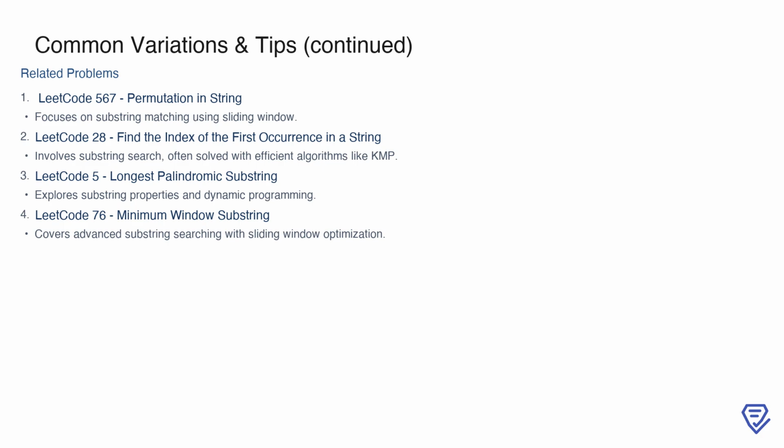LeetCode 5, Longest Palindromic Substring, is another relevant problem that explores substring properties and uses dynamic programming techniques to find the solution. Lastly, LeetCode 76, Minimum Window Substring, introduces more advanced substring searching methods, leveraging sliding window optimizations. By studying these problems, you'll notice recurring techniques and strategies that can be applied across a wide range of string-related challenges, helping you build a stronger foundation for solving similar questions.